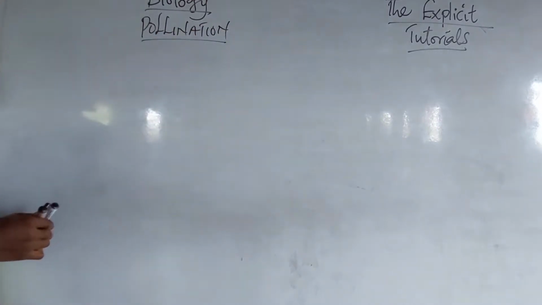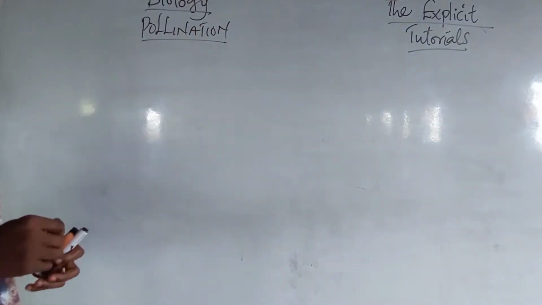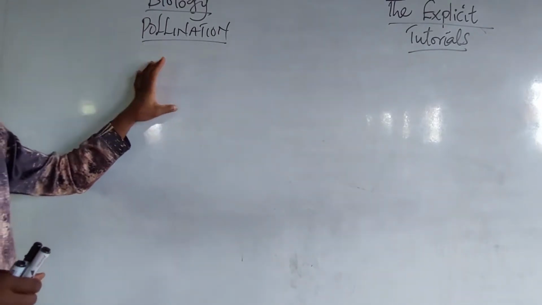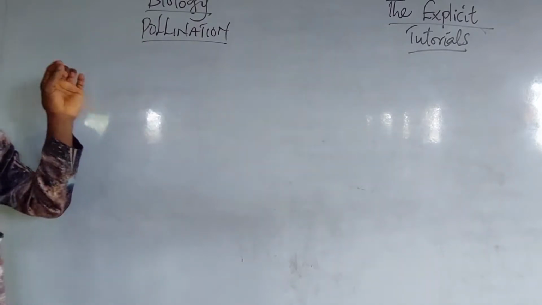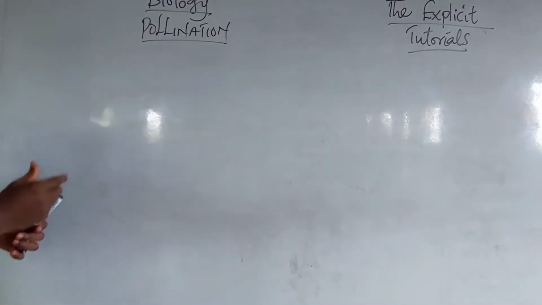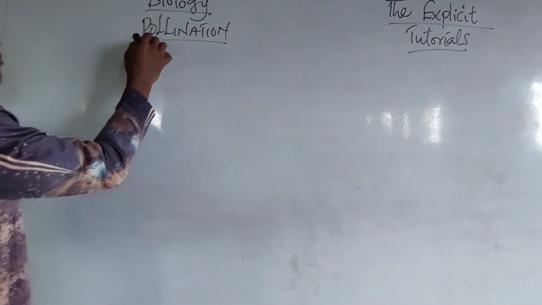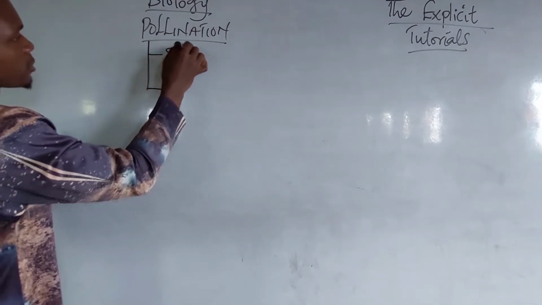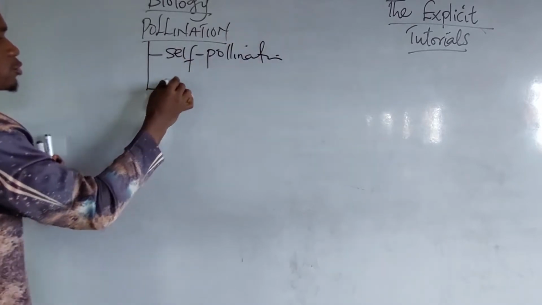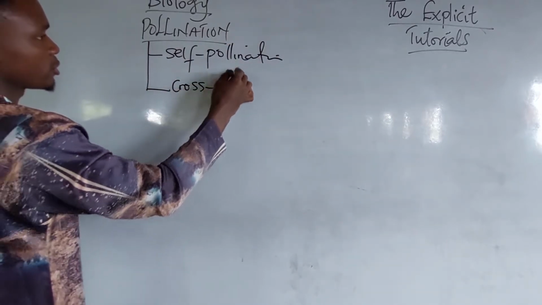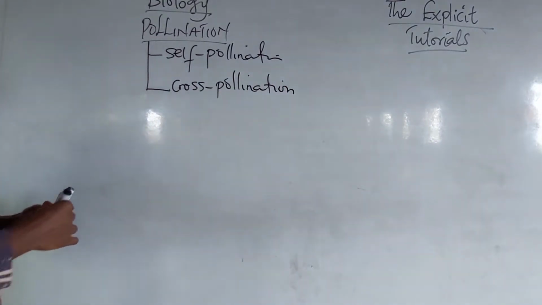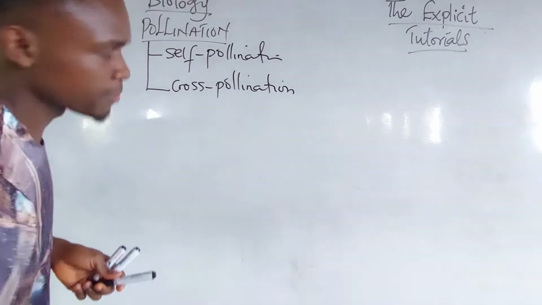Now, pollination means the process by which mature pollen grains are transferred from the anther of a flower to the mature stigma of the same flower or of closely related species or of another flower. Alright, there are two types of pollination. One, we have self-pollination. Two, we have cross-pollination. But this morning, we shall be discussing what self-pollination is.